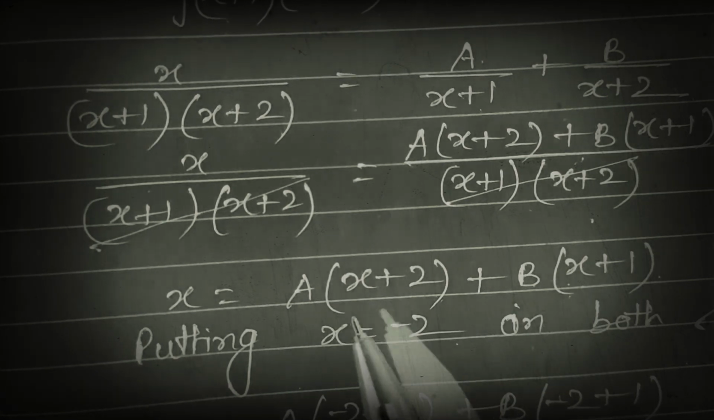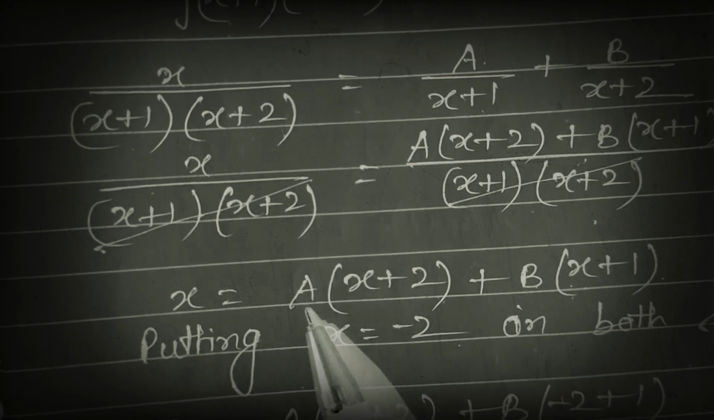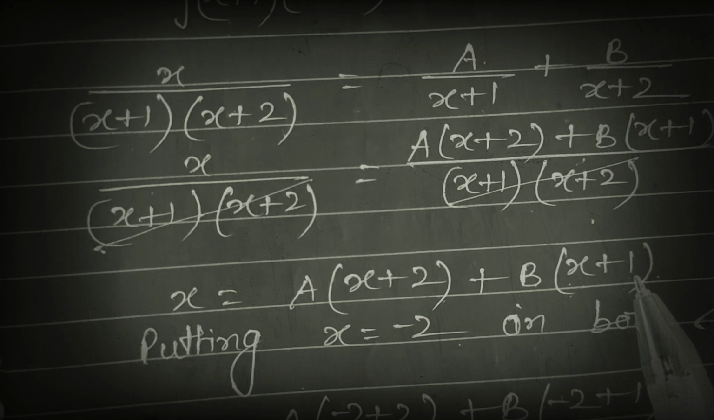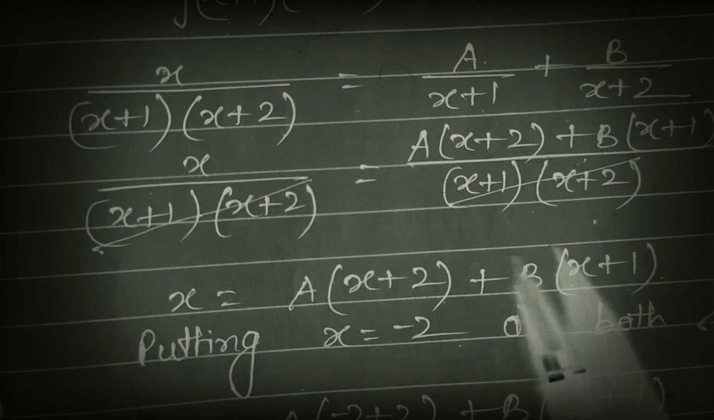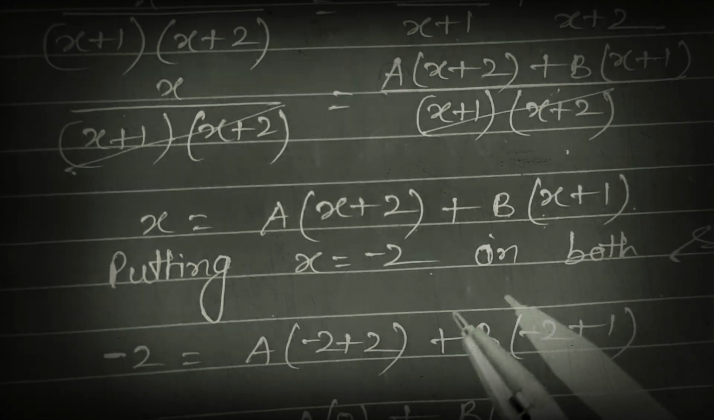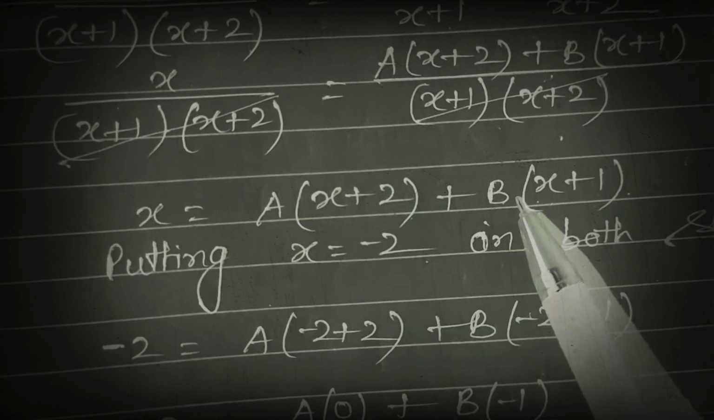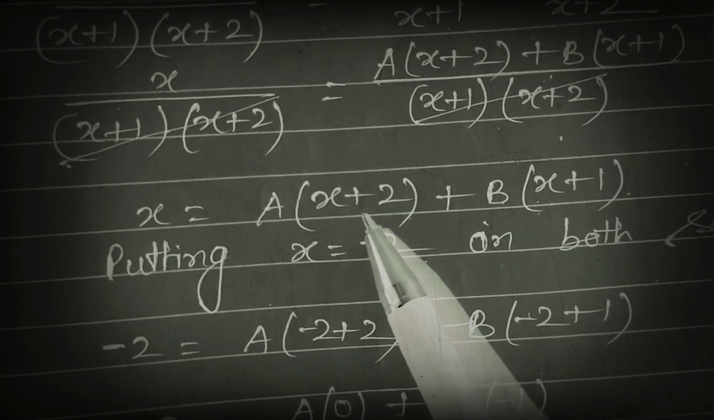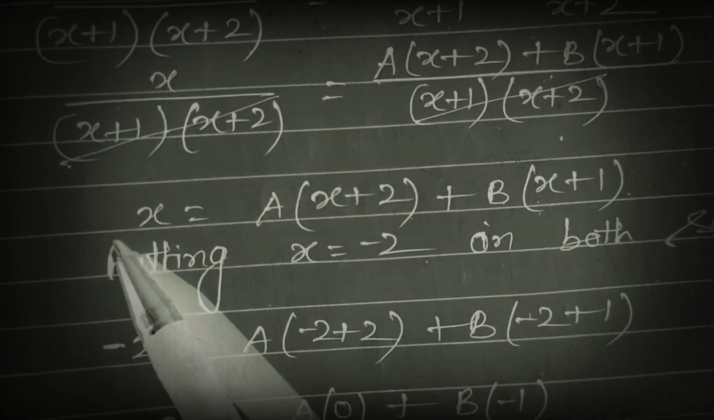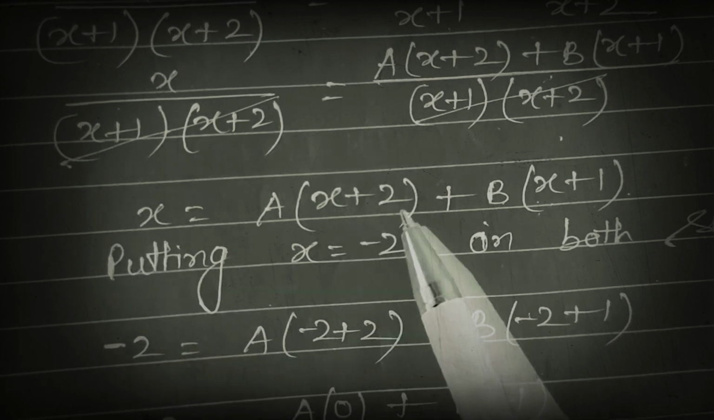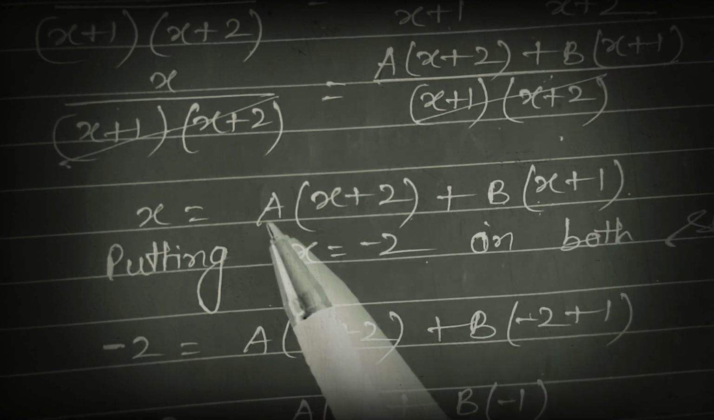How will we find A and B? We can use one method, coefficient comparison. Coefficient comparison means we multiply out to get Ax plus 2A, Bx plus B, then take x terms separately and constants separately and compare these. But I am using another method here. First we will make this one 0 and then this one 0. If we make x plus 2 equal to 0, we will get the value of B, and if x plus 1 is equal to 0, we will get the value of A.